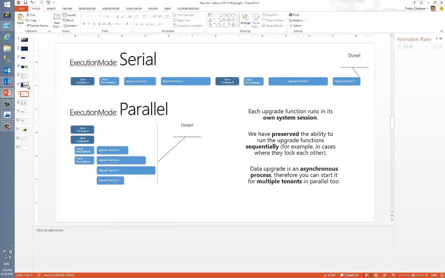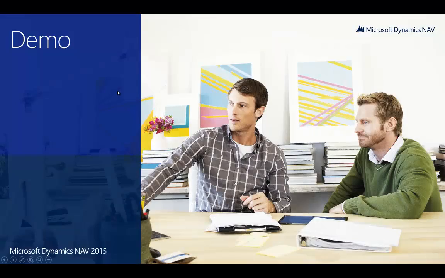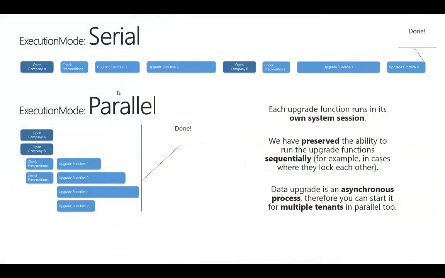So now let me go back into my PowerPoint and recap what we've just been through. Now, as I explained, you have two execution modes for running the data upgrade. And we thought it would be important to support the old style of running the upgrade, which is serial mode. And we are also introducing a new way of running upgrade, which is running it in parallel. So that should give you a substantial performance optimization when running the data upgrade.